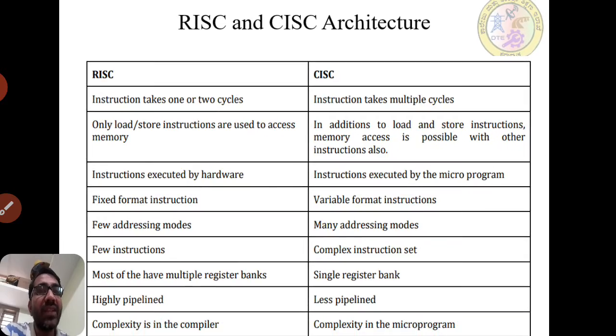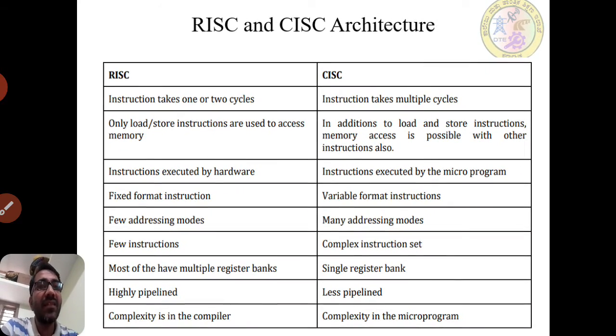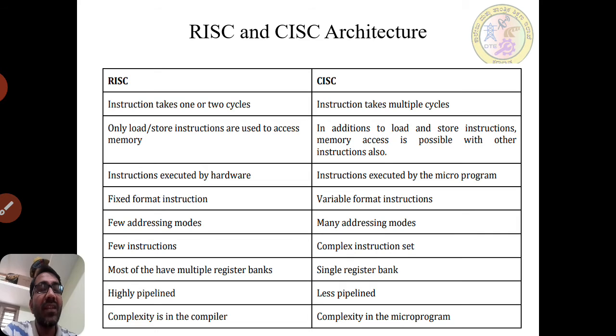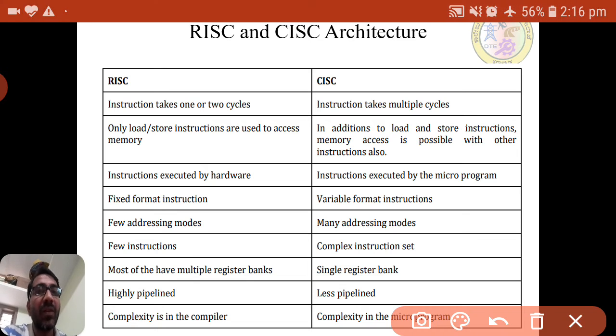Okay, so now what are RISC and CISC? These are architectures. RISC means reduced instruction set computer, CISC means complex instruction set computer. These are the designs, the architectures that are used while designing a processor or microcontroller. Based on the application we will decide. So the RISC architecture consists of these points.